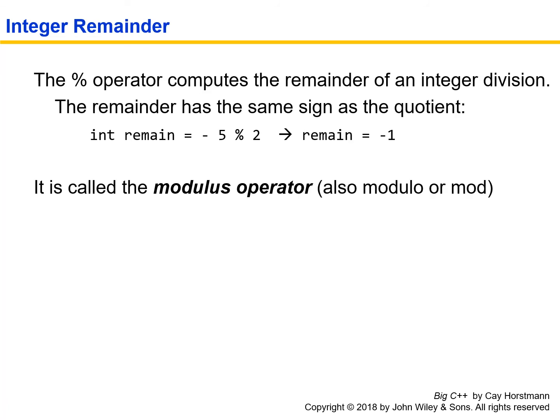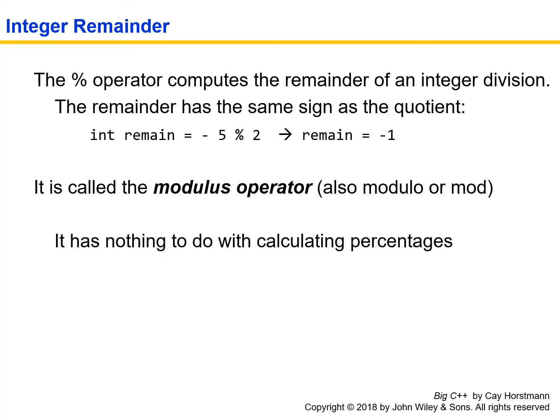There is also an integer remainder operator, also called the modulus operator, or modulo, or mod. 5 % 2 is going to take 5, divide by 2, throw away the answer to the problem, and keep the remainder. So negative 5 % 2 is going to be negative 1. It always has the sign that the normal division would have, but it's the remainder of that division.